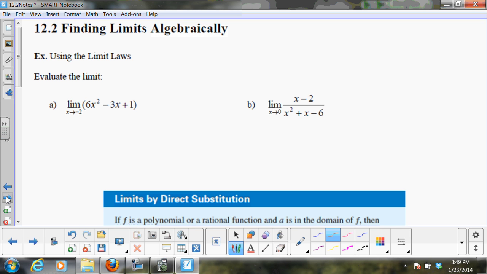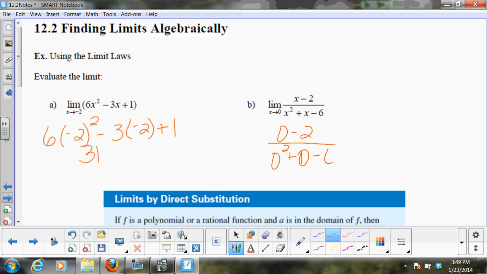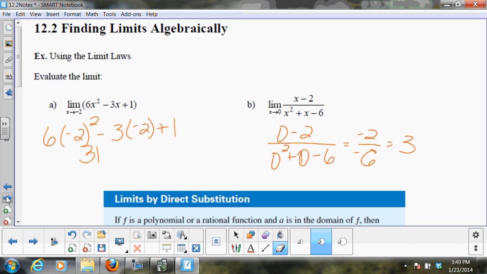So if we're evaluating this, this isn't really fancy, it's just a quadratic, so I'm actually going to plug in -2 and evaluate it for what it would be. The answer is 31. Here, if I plug in 0, I get 0 minus 2 on top, 0 squared plus 0 minus 6 on the bottom. -2 over -6 is 3. No, it's not. It is 1/3, not 3.